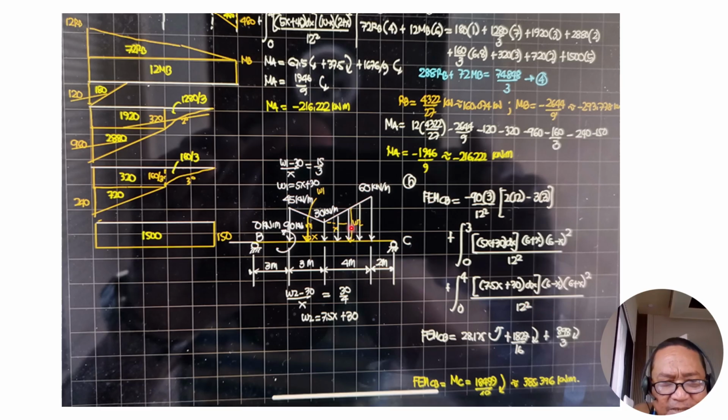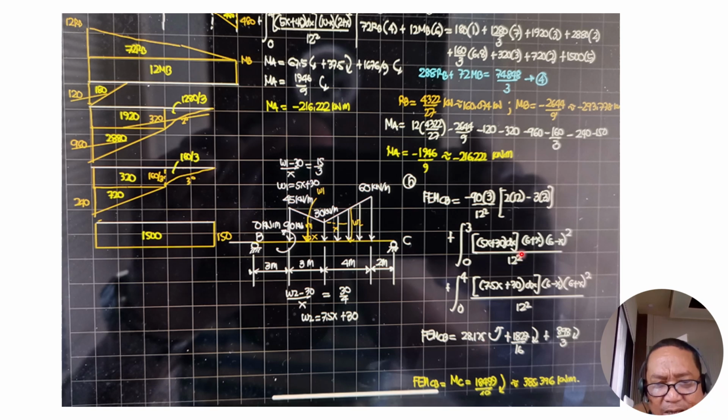Then distance of the strip from the far end is B, and that is 10 minus x, or sorry, 6 plus x rather, 6, then plus x. 3 plus 3, 6 plus x. Quantity square all over 12 square, limit 0 to 4. The value of the first integral is 28.125. It's negative, so that means it is counterclockwise.